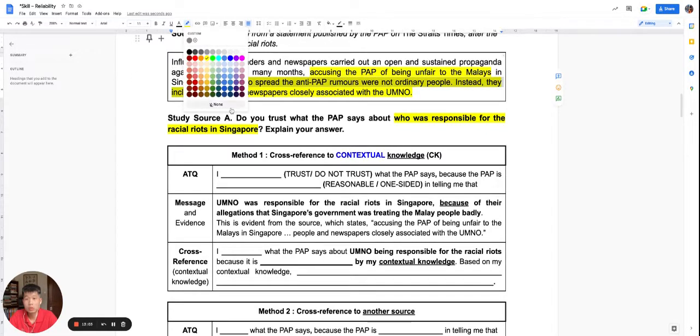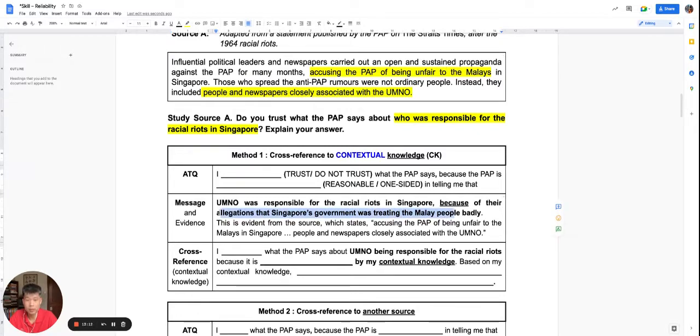Right. So because UMNO's people and newspapers have accused the PAP of being unfair, because UMNO alleged that Singapore's government is treating the Malay people badly, the Malay people would be frustrated and upset and therefore be incentivized to start the racial riots in Singapore. This is the message of Source A, right? And now that this is the inference you have generated from Source A, and now that we've established this inference, we need to check it. We need to check it. Is this true? Is this true?